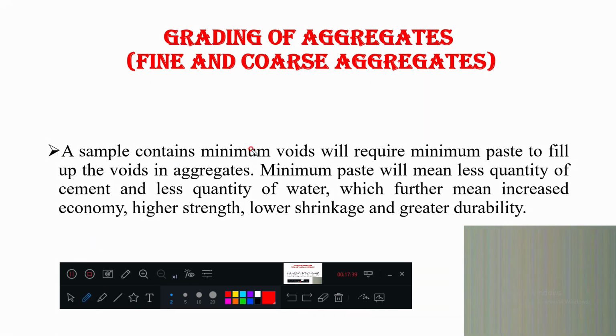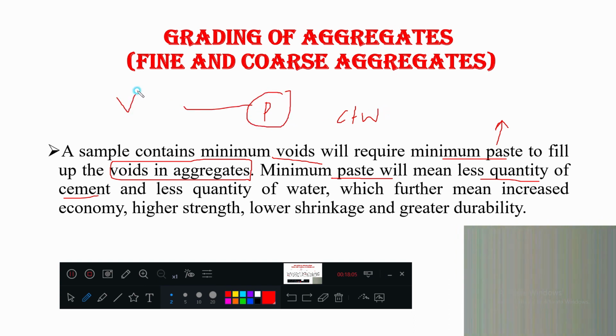Here, a sample containing minimum voids will require minimum cement paste. Less voids means less cement paste to fill the voids in aggregate. Minimum paste means less cement. Simple, no? Paste is nothing but cement plus water. Paste is less. Why? Voids are less. Paste is less means cement also less. Cement is a costly material, no? So the cost is also going to be less.